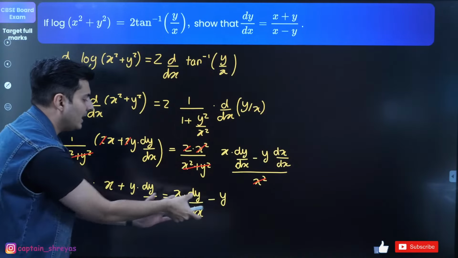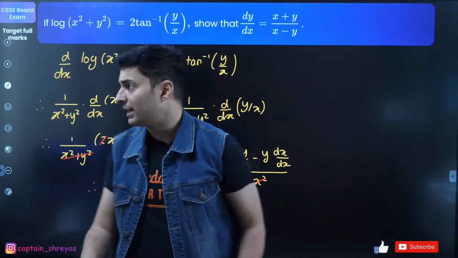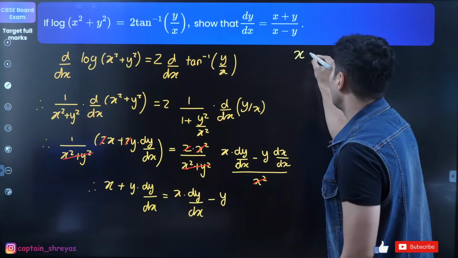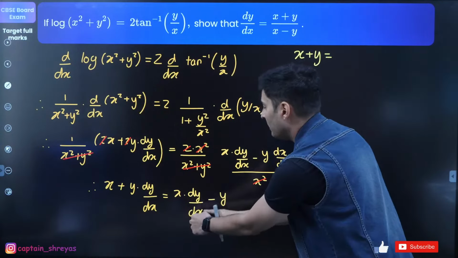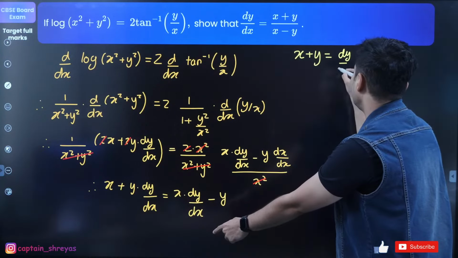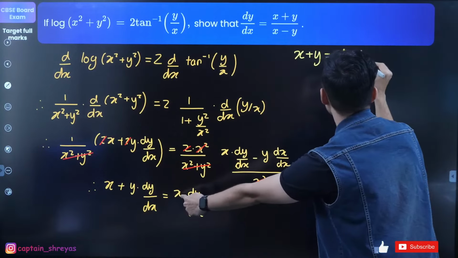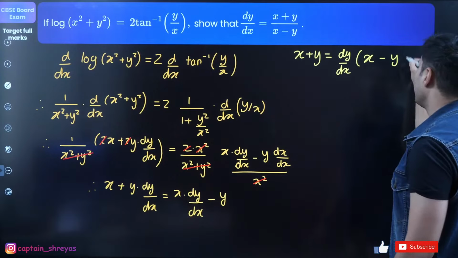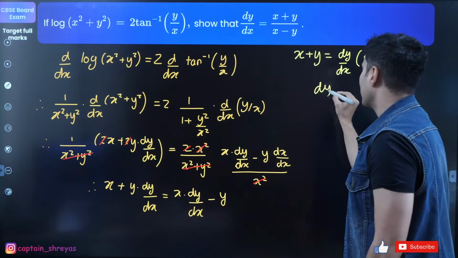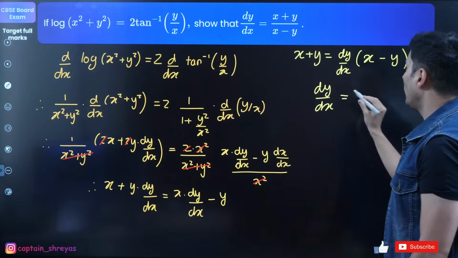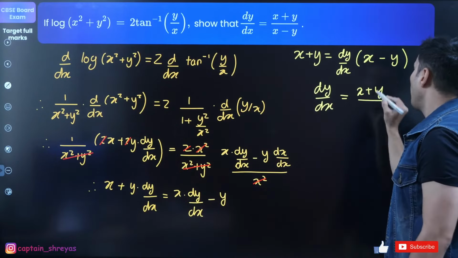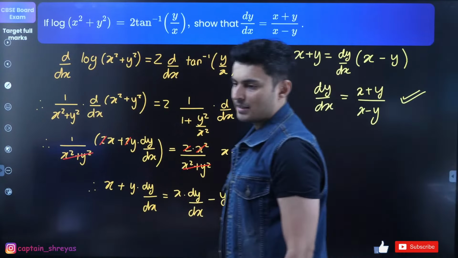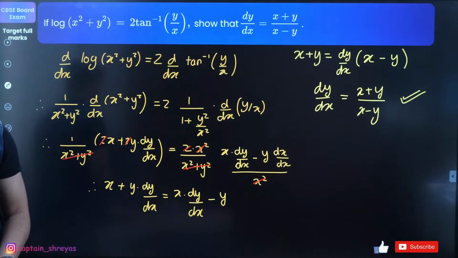Now bring dy by dx on one side, bring that guy on the other side. Let's see what happens. Observe carefully. Bring that y on the other side, so it will become x plus y. Dy by dx, I will take it common. Here it has x. When I shift this guy over here, it will become minus y. So minus y over here. So from here, I will get dy by dx is equal to x plus y upon x minus y. Hence proved. Hence proved. This question asked for 2 marks.